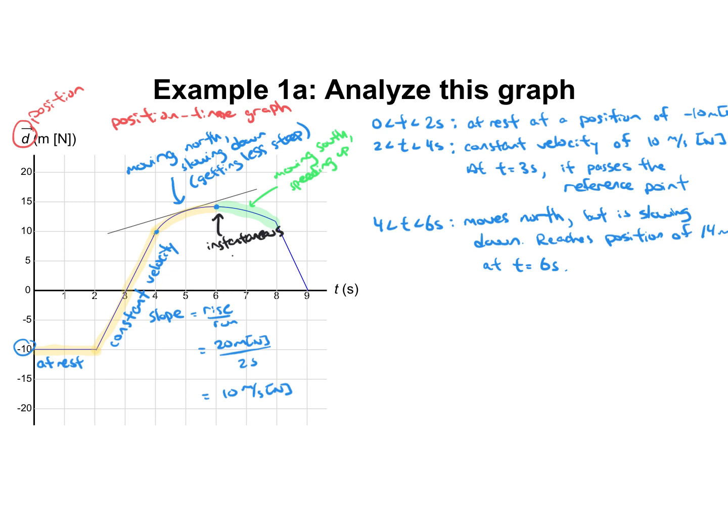And you can tell if something comes to an instantaneous stop if the tangent line is horizontal. If I draw a tangent line here, it's horizontal. I'm actually going to add that into my notes here. Object instantaneously stops at t equals 6 seconds. It's not a prolonged stop, it's just for an instant. Then it turns around, starts moving south, and is speeding up again because the curve is getting steeper.